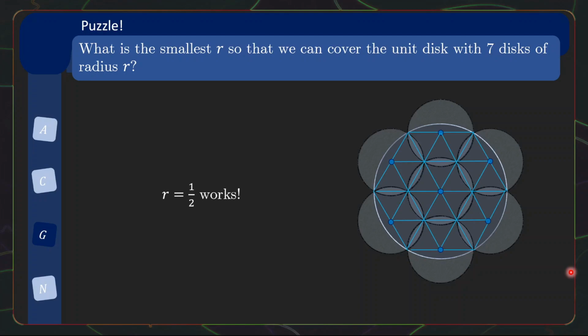To show it more easily, you can put in guiding lines as shown. So the blue dots represent the centers of the small circles. And over here we have a pattern of equilateral triangles, each of side half. So if you stare at this diagram long enough, you'll be able to convince yourself that this pattern indeed is able to cover the unit disk.